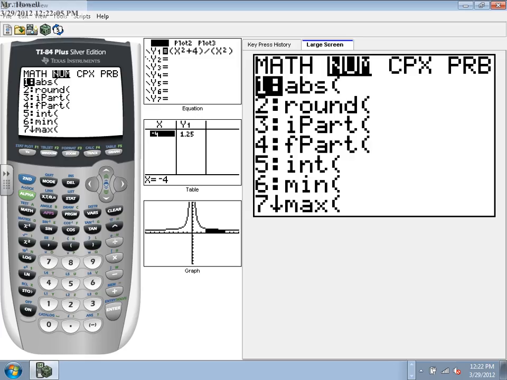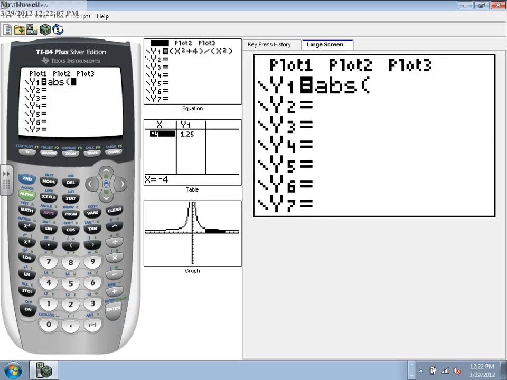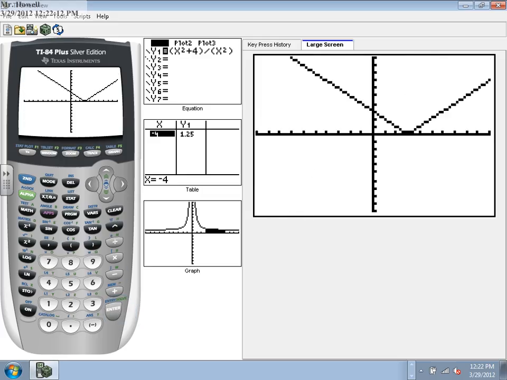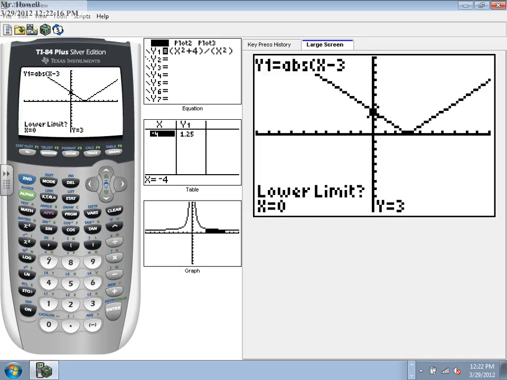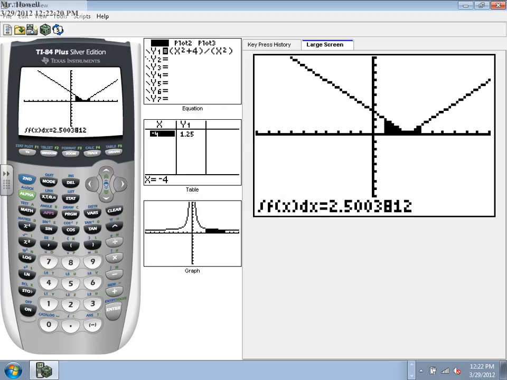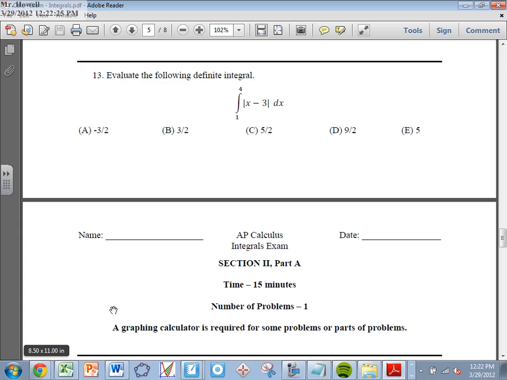Same thing. Absolute value of what? X minus 3. Okay, on your graph, you're going to see it looks exactly like we just said, and then you want to integrate. Second integrate, 1 to 4, and that's exactly what we just showed. 2.5 approximately. Okay, 2.5. Where do you see 2.5, guys?